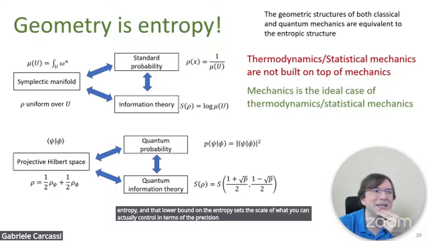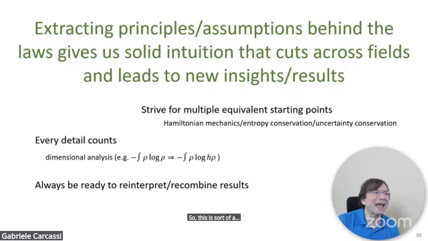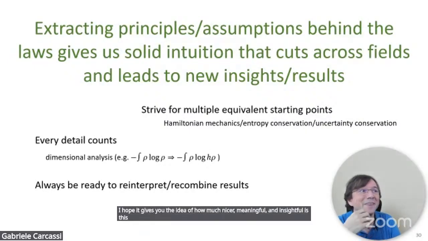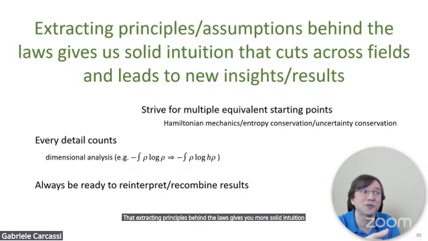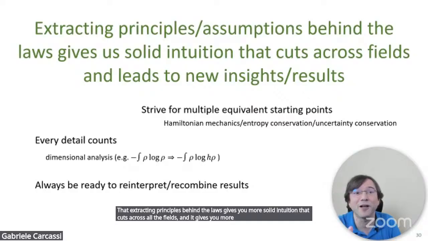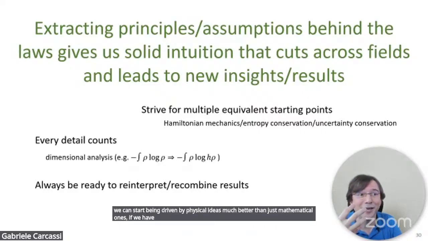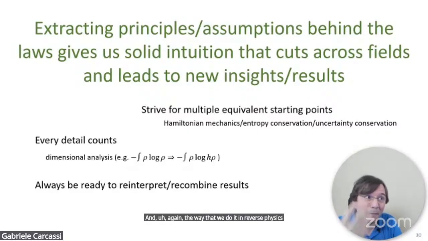So this is an overview that I hope gives you the idea of how much nicer, more meaningful, and more insightful this way of proceeding is. Extracting the principles as assumptions behind the laws gives you a more solid intuition that cuts across all the fields, and it gives you more insights and results. We can start being driven by physical ideas much better than just mathematical ones if we have these shortcuts in our brain, this intuition of how to go from one to the other. And again, the way that we do it in reverse physics is to strive to have multiple equivalent starting points.